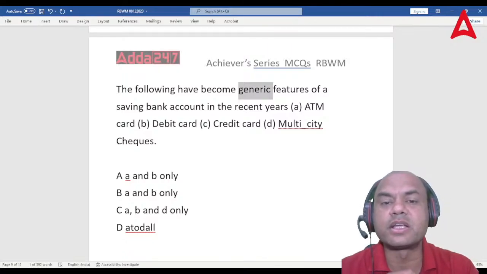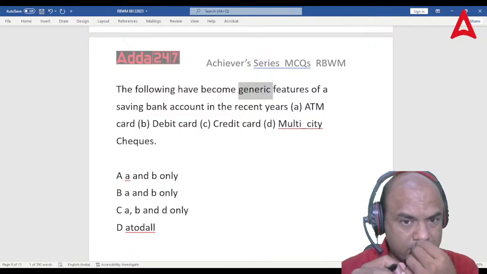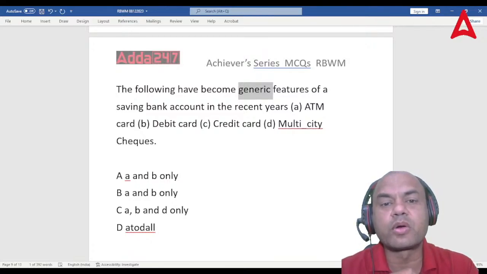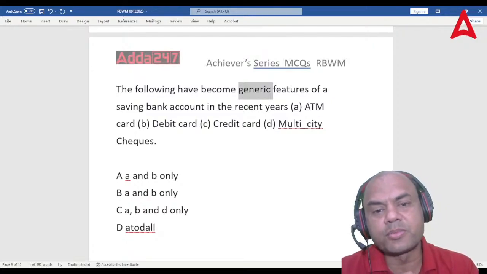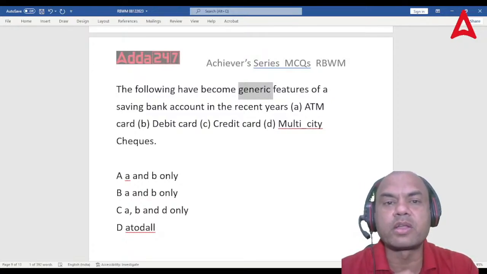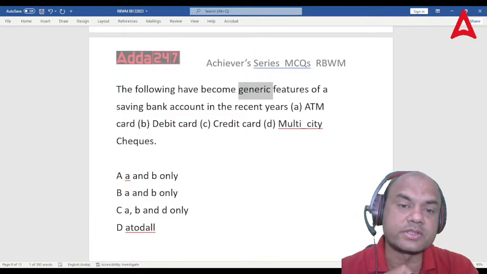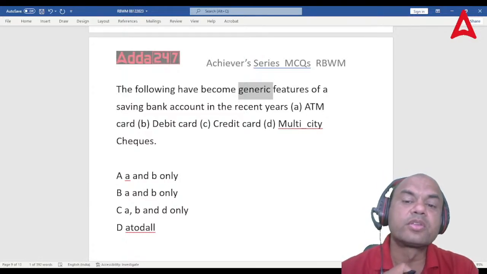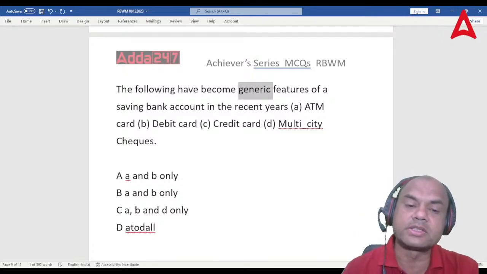Suppose if I tell you sun rises in the east, you'll say, so what? I know it. Okay. Bank gives the loan products, so what? It's a generic feature. So the point over here is generic means whatever is common. You can't differentiate yourself. So that is the generic feature. Okay. So which are the generic features? ATM card, debit card, credit card, multi-city checks.